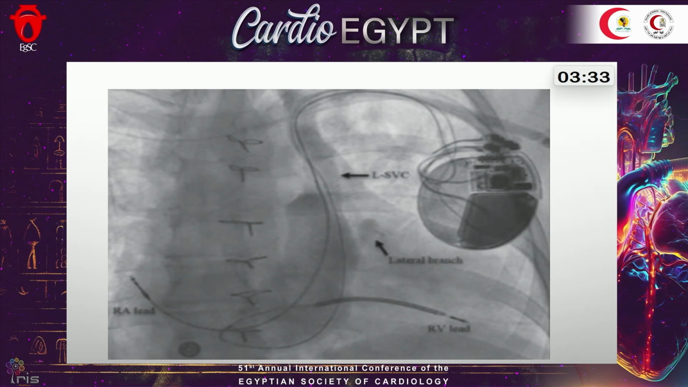Let's come to our challenge, the LV lead, because there is no time now, I will speak rapidly. LV lead: there is a rule. If you find a persistent left superior vena cava, you should do a right venography to see if there is a right superior vena cava to compensate for that or not. This is what is called the hybrid technique.